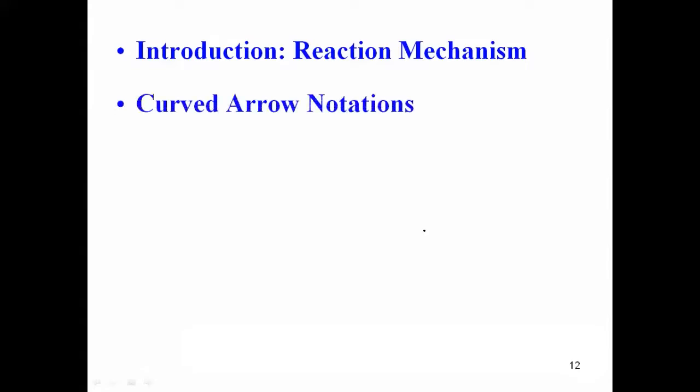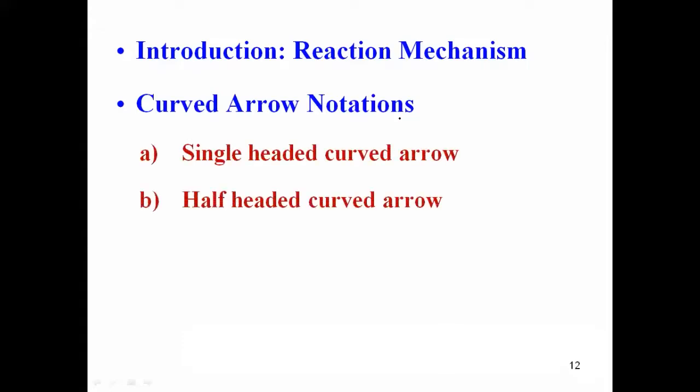And we have studied the first concept, what is meant by curved arrow notations. Actually, in chemical reaction, there is a movement of electrons, and that movement of electrons is shown by curved arrow notation. There are two types of curved arrows: one is single-headed, and second is the half-headed curved arrow. If there is a movement of an electron pair, then it is shown by a single-headed curved arrow. And if there is a movement of a single electron, then it is shown by a half-headed curved arrow. It is also known as fish hook arrow.